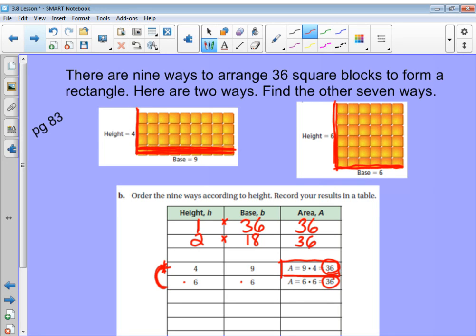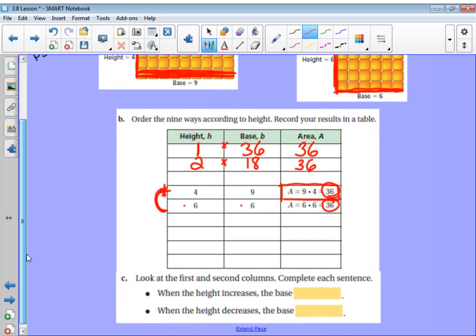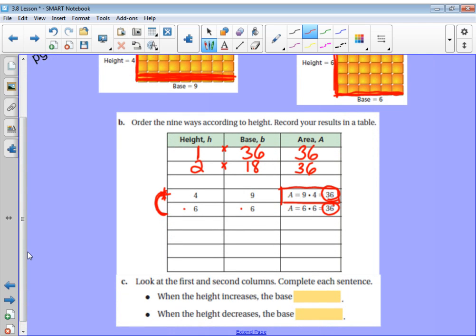Okay, so what I would like you to do is go through and finish filling out this chart. Then we'll discuss the questions on page 84 in just a moment. So go ahead and pause your video and finish filling out the rest of the chart on part B, and then check back with your answers in just a minute.